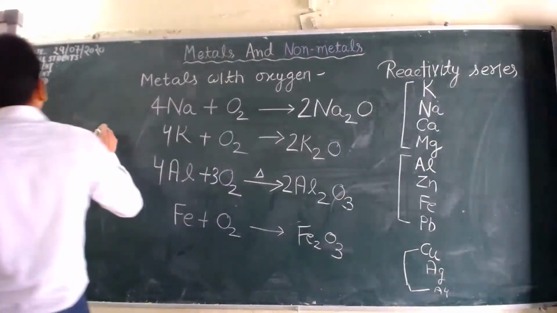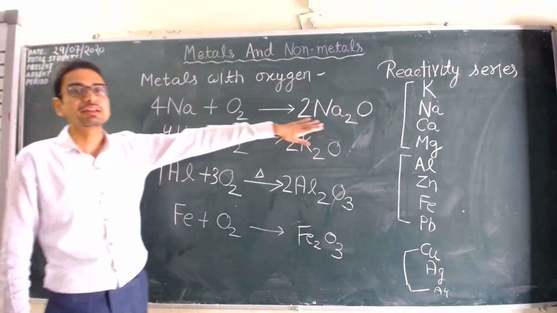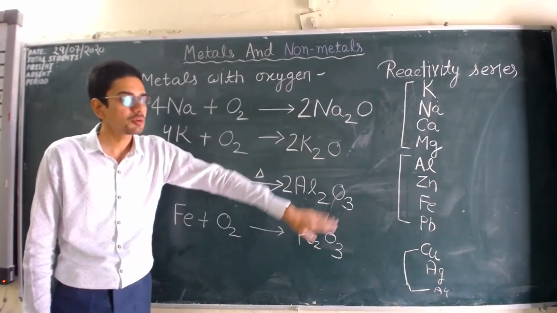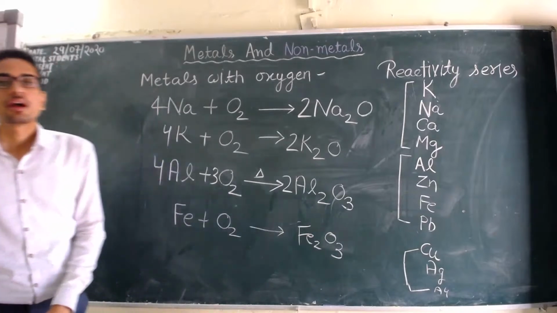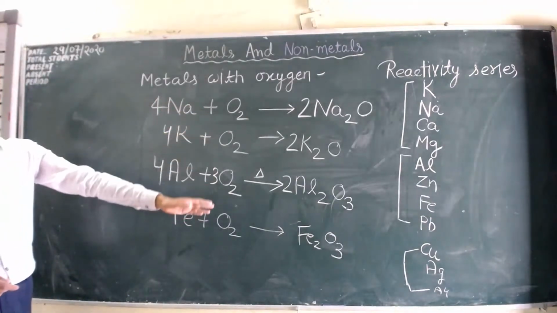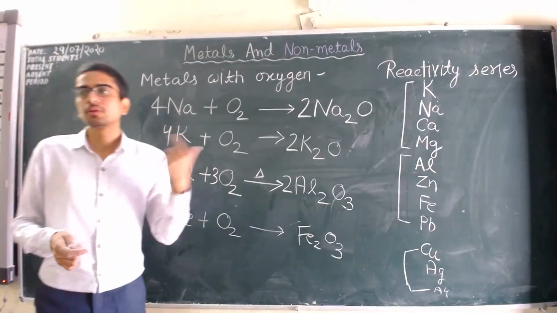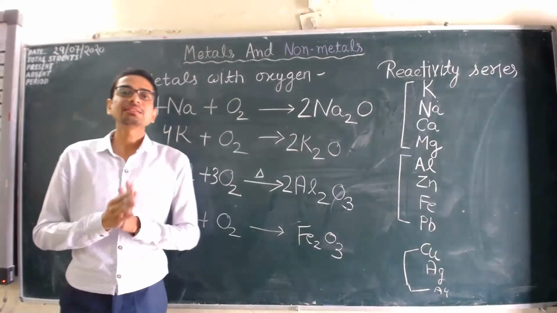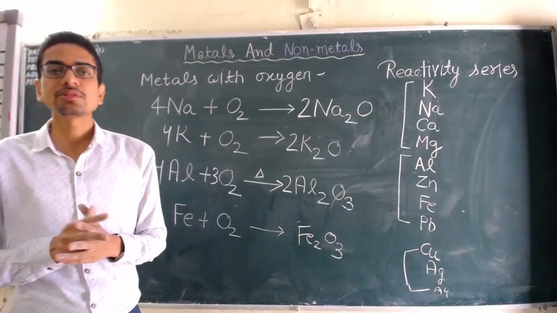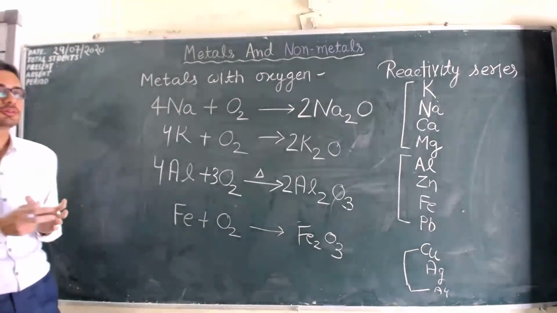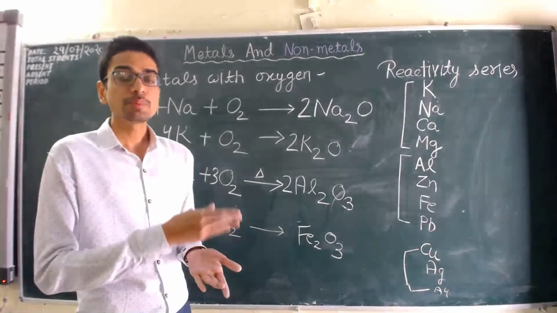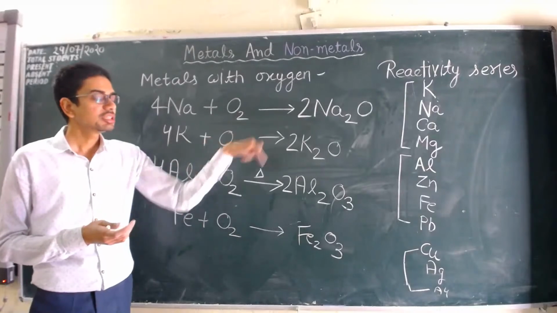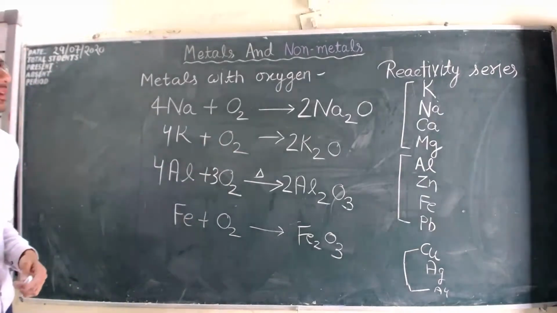Now, in this reaction, the products are oxides. Okay, sodium oxide, potassium oxide, aluminium oxide, and iron oxide. What are these oxides? In chapter 2, remember chapter 2, you read that metal oxides are basic in nature. The nature of metal oxides is basic. Bases, acid and base, are generally made up of metals. So these all are basic in nature.